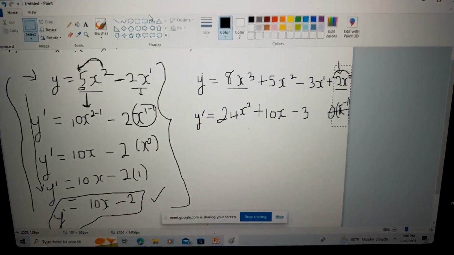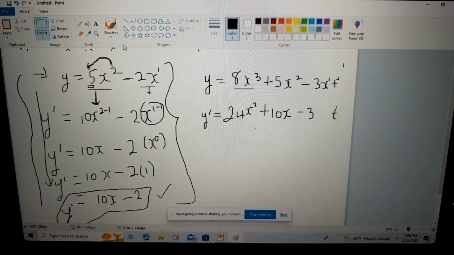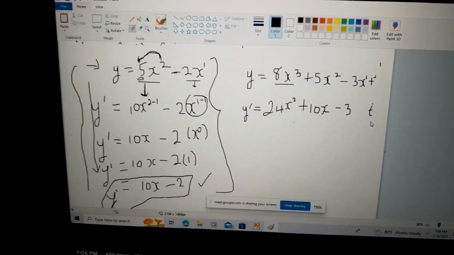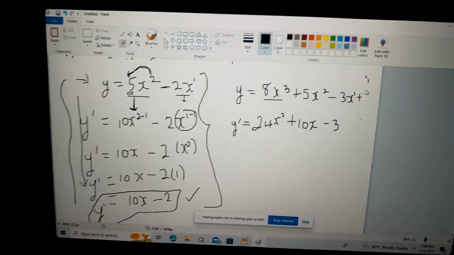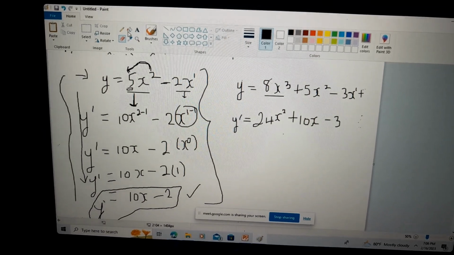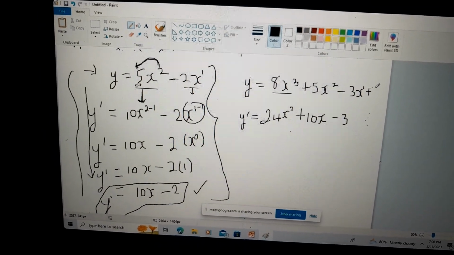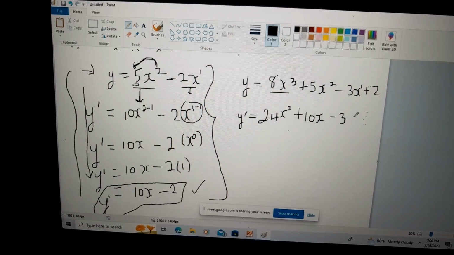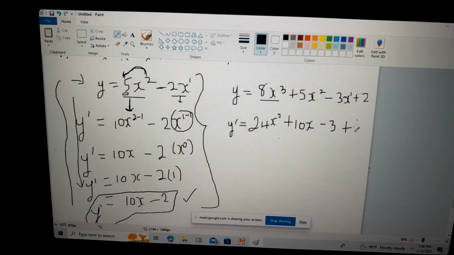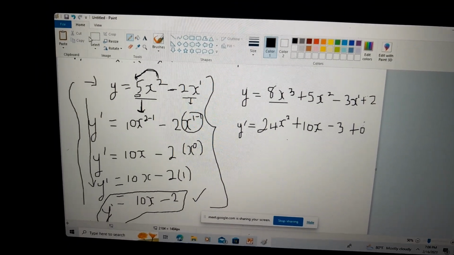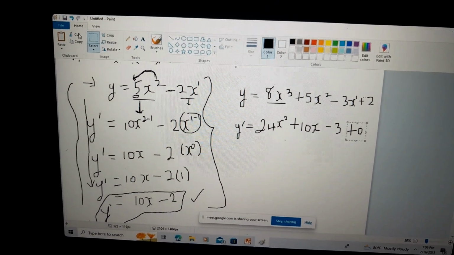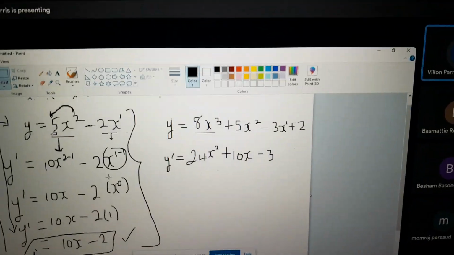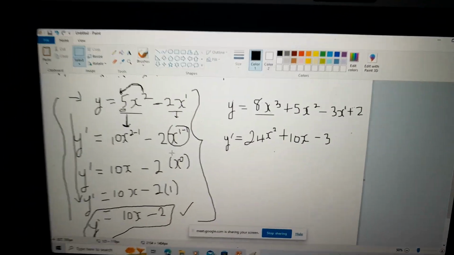So I just wanted to show you why it's 0. Once you differentiate a constant term, you will always get 0. So this is 2. And we'll have 0. You don't have to put plus 0 there. It makes no sense. So basically, this is the answer that we will get. Is this clear with everyone? Yes, sir.